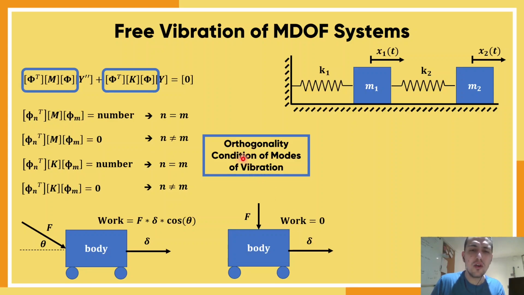So the orthogonality condition of modes of vibration I interpret in this way: if you apply forces based on, let's say, the first mode of vibration, you are only going to cause displacements in the first mode of vibration. Or in other words, the work done by one mode on another mode is always 0.